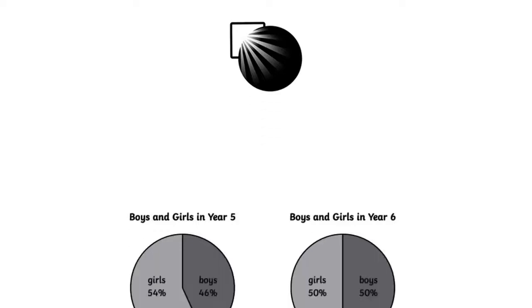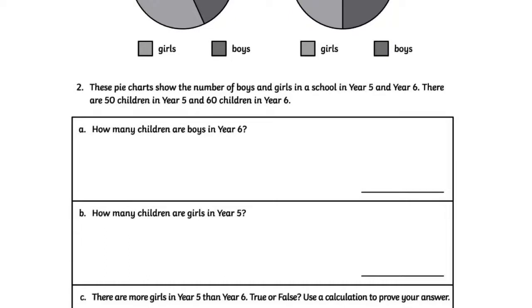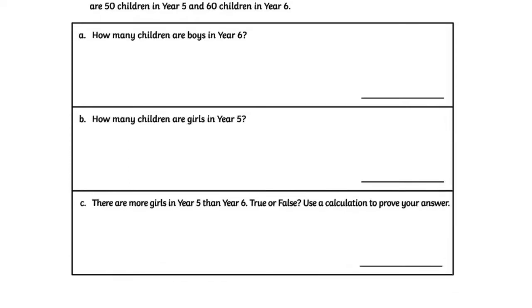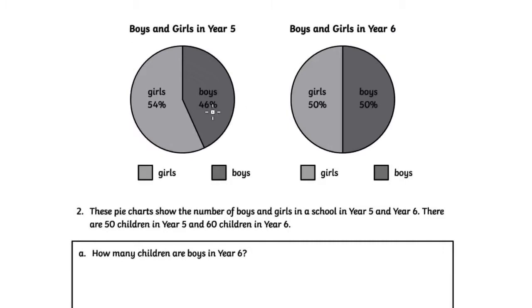Okay, let me show you how to do this exercise. Let me just scan through the whole question. So that's the whole question there, and let's try and do this. Here we've got two pie charts showing the number of boys and girls in year 5.